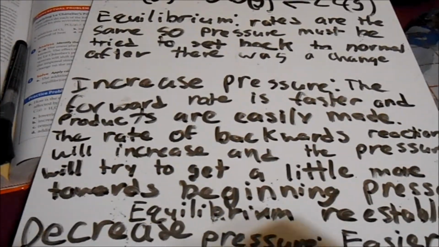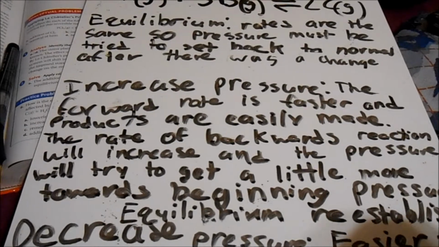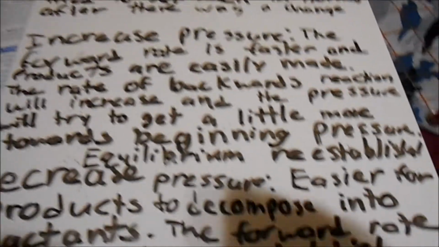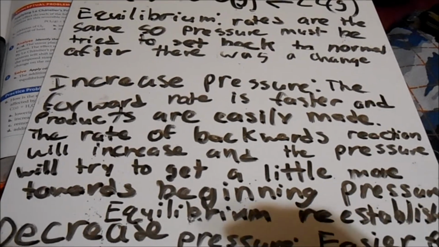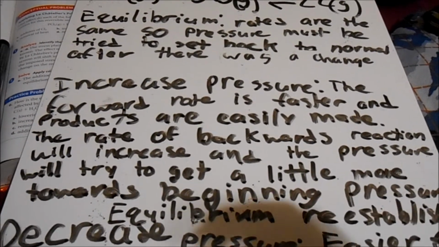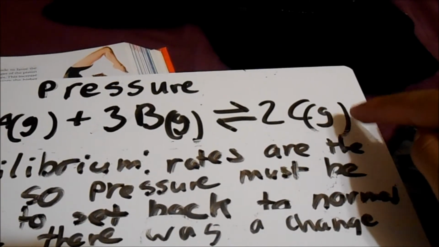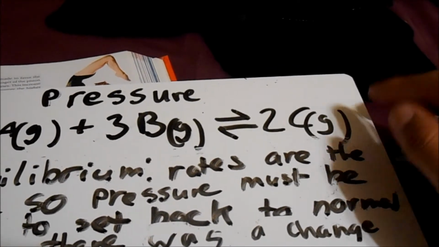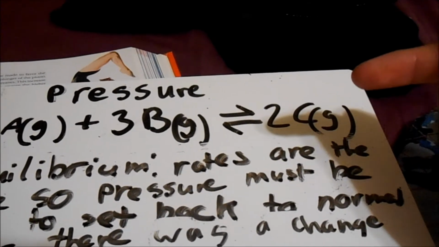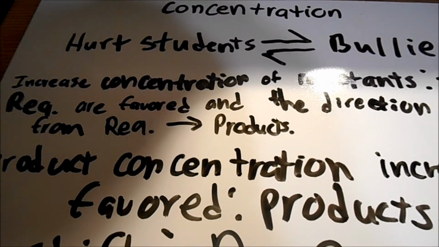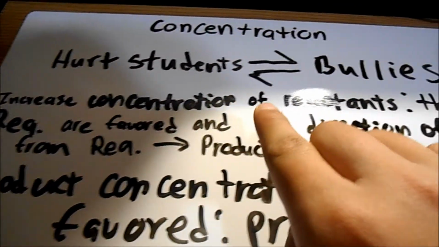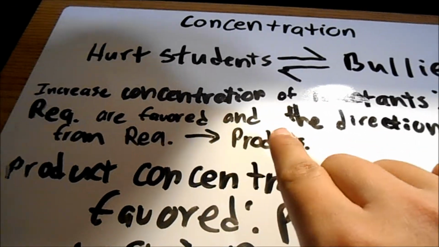But after a while, the rate of the backwards reaction will increase, and that will eventually reestablish equilibrium, but also the pressure will try to get a little bit more back towards the beginning pressure before there was a change. The reason for that is these fewer molecules make less pressure, so it's counteracting the increased pressure with a little bit less pressure.